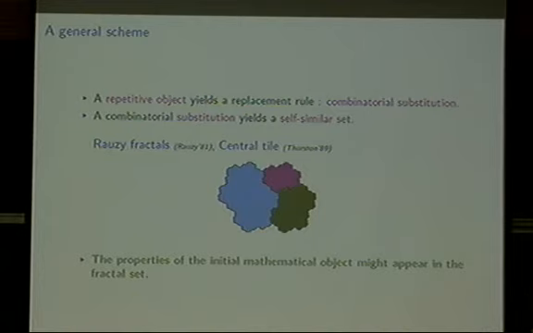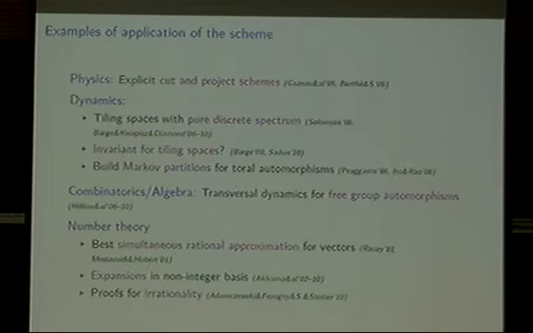And actually, the main idea is to say that the properties of the initial set, the repetitive object, might be understood better by looking at the fractal set. Okay? And this is a very large strategy, in some sense. So it has been applied in many domains, as told before. When you go to physics, using this strategy, you obtain explicit cut and project schemes. If you switch to dynamics, you can study tiling spaces with pure discrete spectrum or invariants for tiling spaces, just as Lorenzo did.